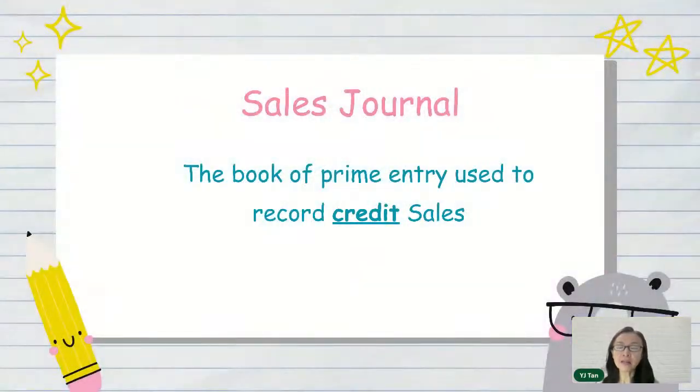All right, what is a Sales Journal? A book of prime entry used to record credit sales. Credit sales means that during the transaction of the sale, there is no money involved. The customer promised that they will pay later, so it's considered a credit sale, not yet paid.